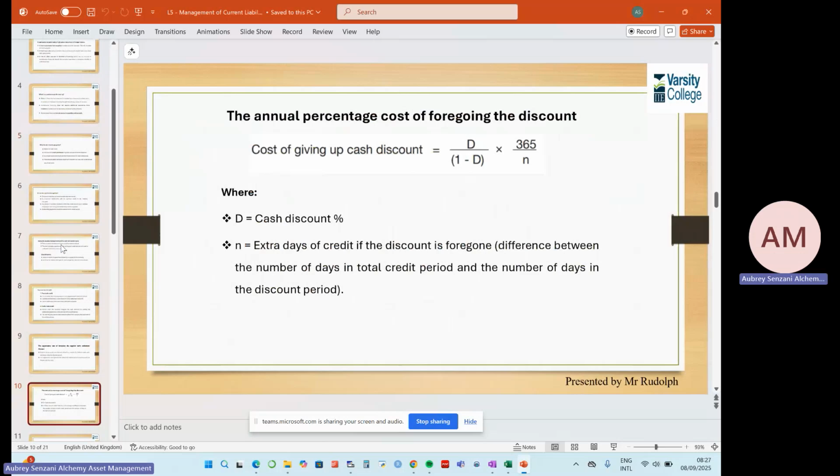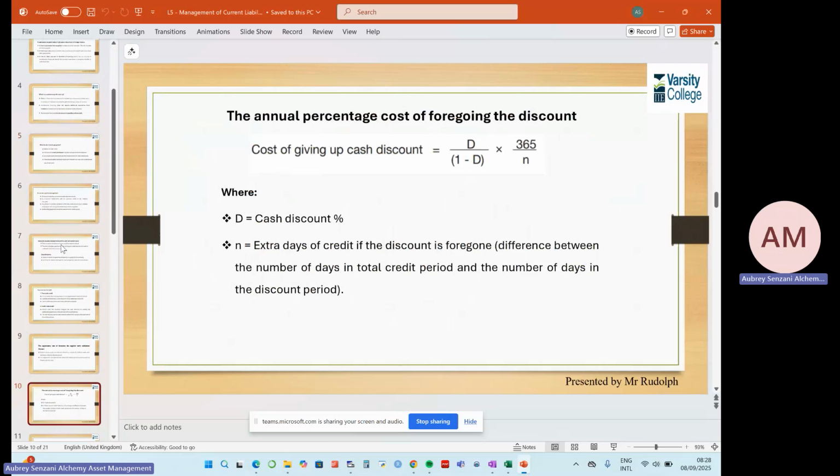So here it says, well, it doesn't say anything. It shows us the formula for calculating the cost of giving up a cash discount. This is going to be your formula, okay? And N stands for the number of extra days. So we're saying if they gave us a period of 60 days, but in 45 days we can get an early settlement discount. So if we pay within 45 days, we get the early settlement discount.